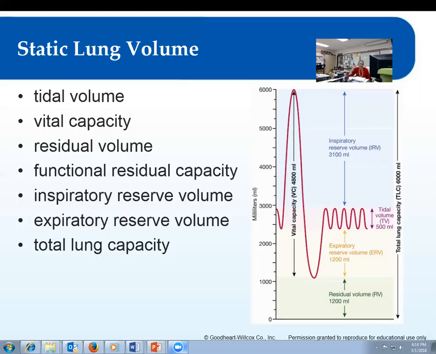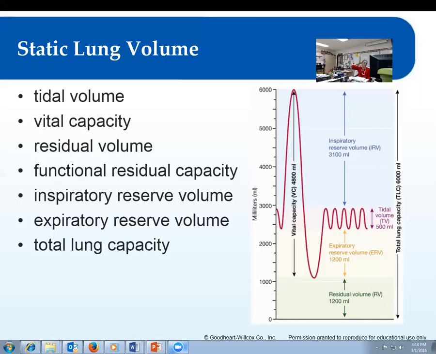Residual volume is what is left in your lungs after you forcibly expire. So after you just breathed in the maximum amount and breathed out the maximum amount, there's still going to be some air in your lungs. That's called the residual volume. Even though you pushed all of it out, you still have that residual volume in your lungs. That's what that one is.